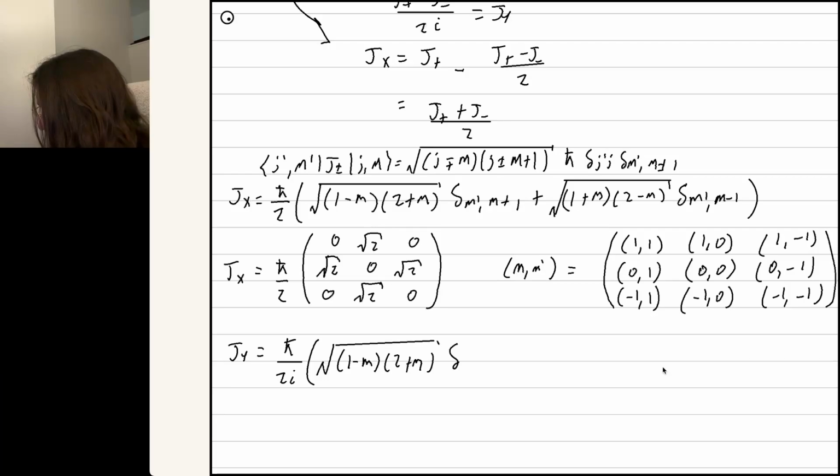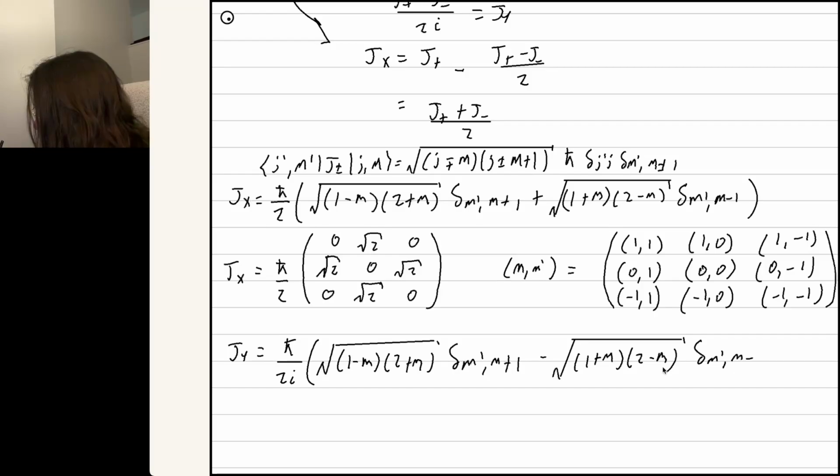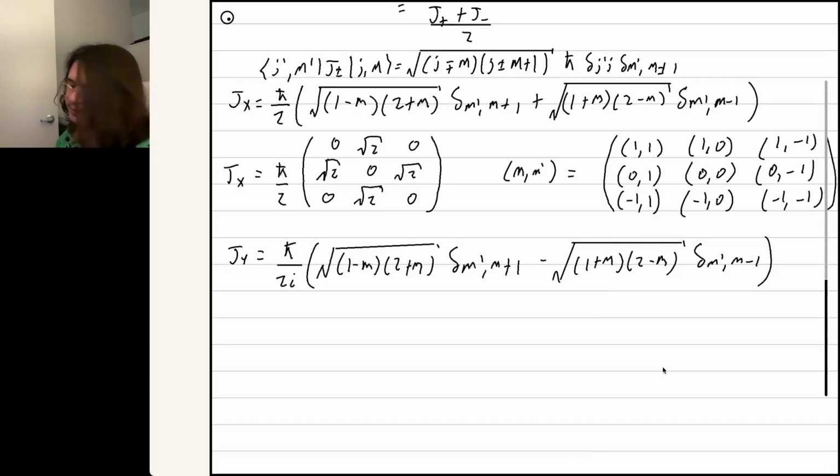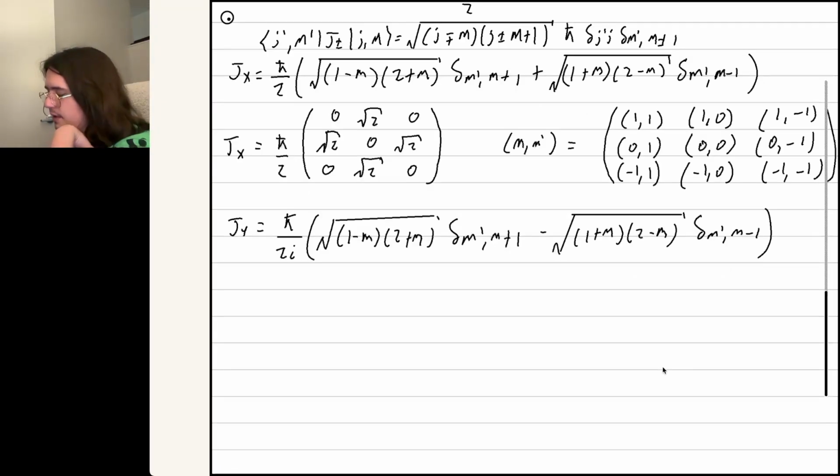With the delta m prime, m plus 1. And then this radical becomes a minus sign, actually. Plus m to minus m. Delta m prime, m minus 1. Okay. Looking at our m's and m primes.